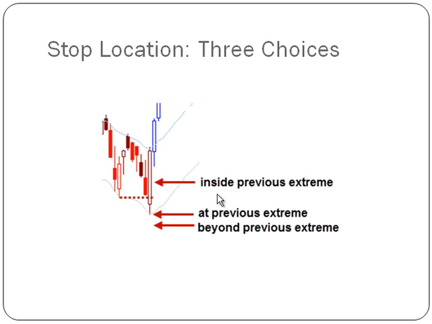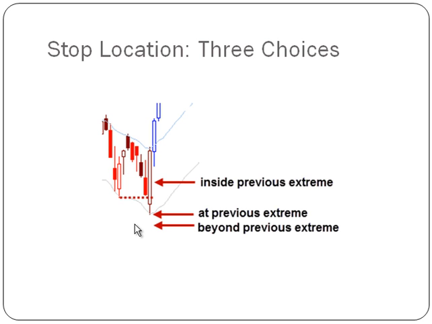Now, the third possibility is to put the stop inside the extreme. And at first glance, this seems to be kind of stupid. Where I have drawn the arrow would not be an intelligent place for the stop, because you are just sort of randomly picking an arbitrary point. You don't want to risk to here.